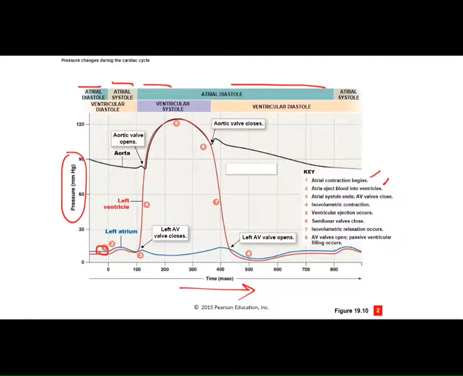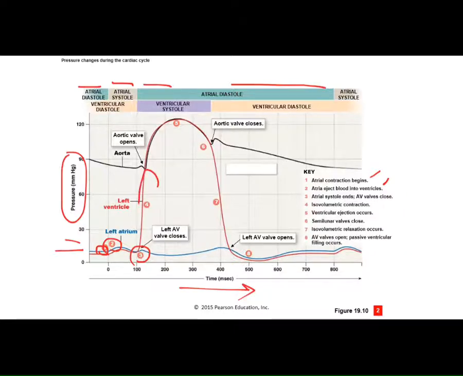But you see that the pressure that increased was not that much to get the AV valves to open. Number 3, atrial systole has ended. You don't see a lot of pressure, right? I mean, there's just a little blip here of pressure difference. But then the ventricles are going to begin to squeeze. And now you're going to see a huge increase in the pressure that's necessary to open up the valves. So we have to now start to squeeze.